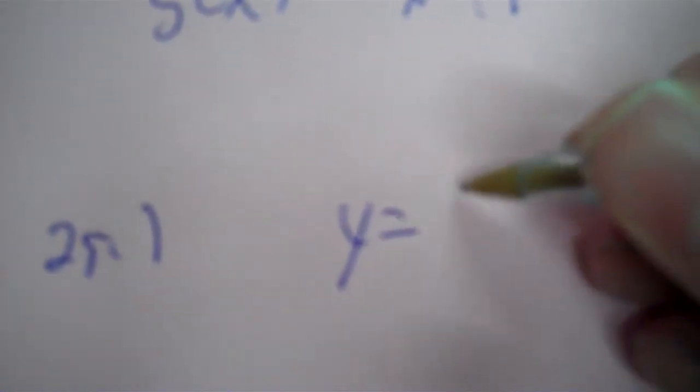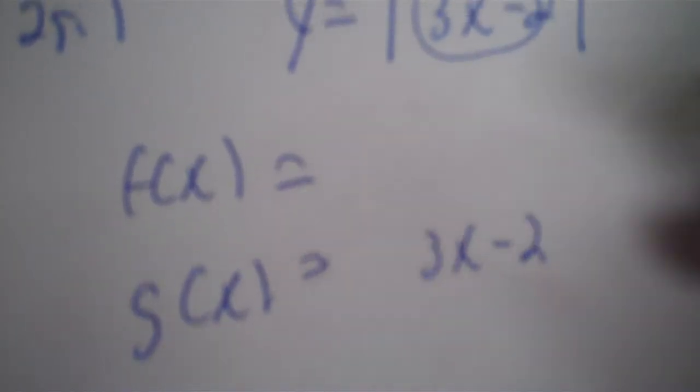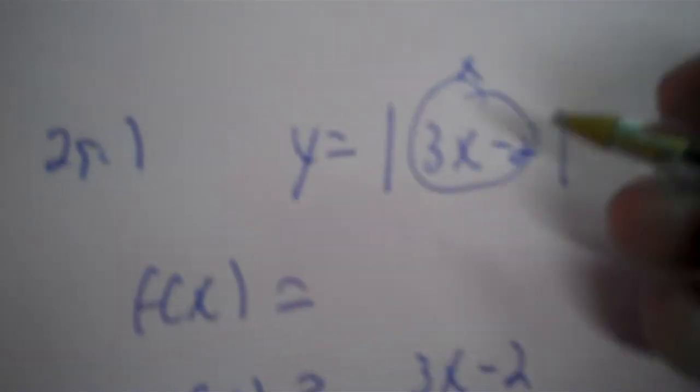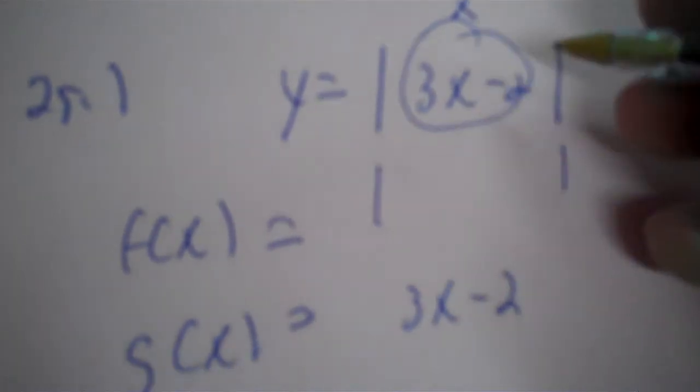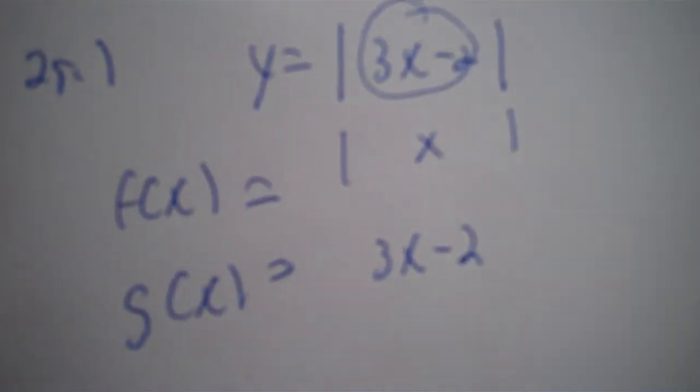25, y equals the absolute value of 3x minus 2. So for g of x, circle the inside expression, that's your g. Put a little x there, so f of x would be an absolute value with just an x variable inside of it.